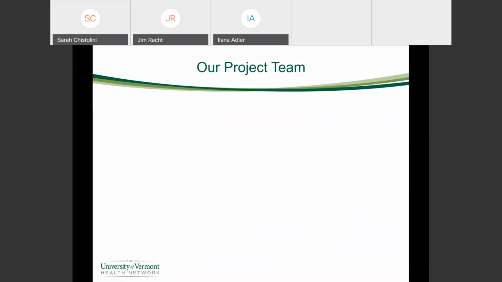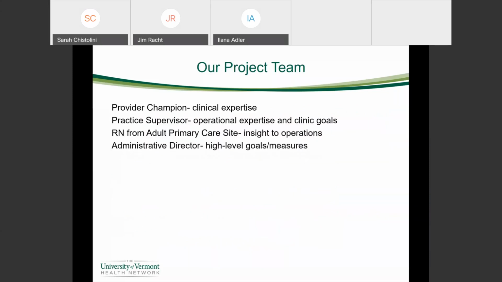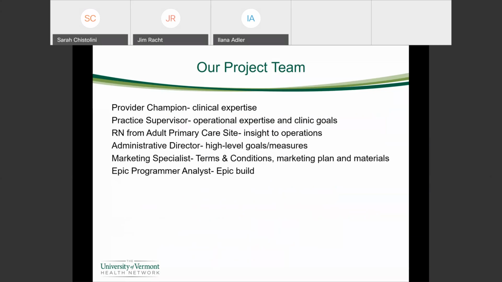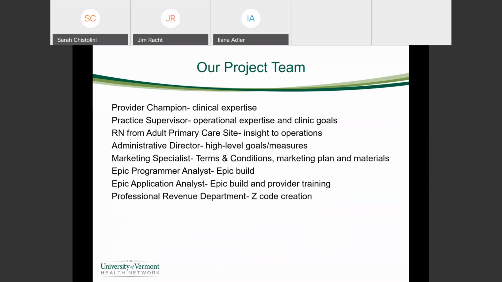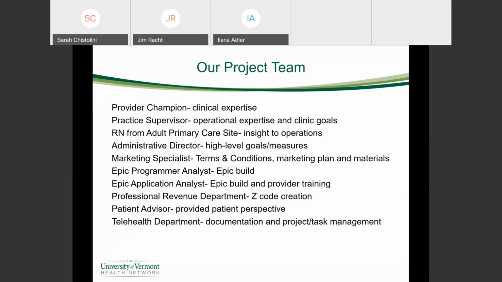So our project team, we had Sarah, who's our provider champion. We had James, who is our practice supervisor. We had a couple of RNs from our primary care site, so they could really speak to the current workflow, the triage process, phone call volume. We had a director in the medical group, so she could make sure that the work we were doing was lining up with the overall goals and measures, patient satisfaction, things like that, that the medical group is tracking, kind of give us that high level viewpoint.